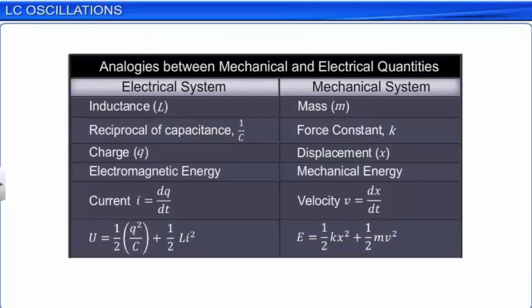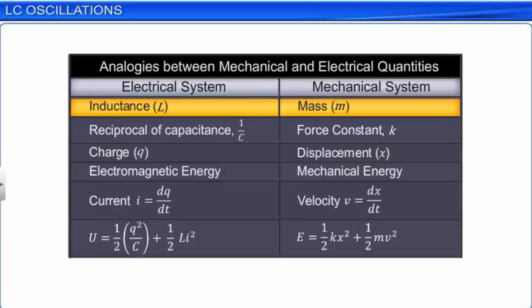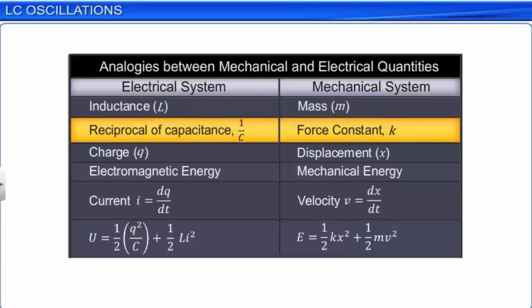We see that the inductance L is similar to mass. The value of 1 by C is similar to force constant K. Force constant K is the restoring force per unit displacement, whereas 1 by C is the value of the potential difference required to store unit charge.